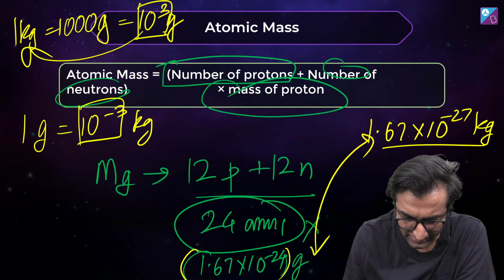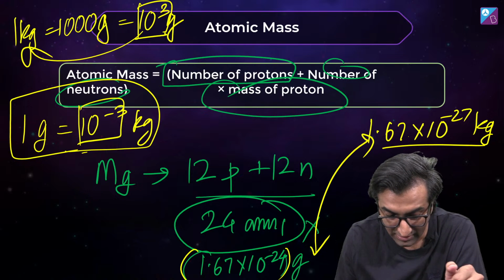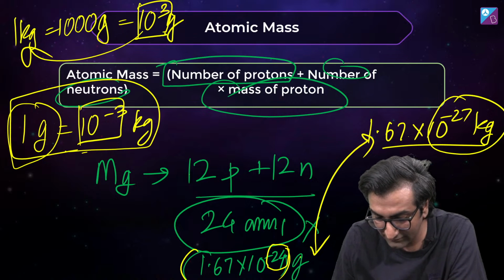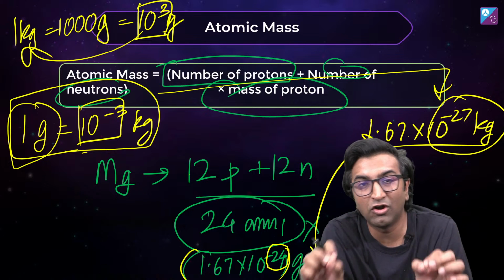Now if I take this to the other side, I get this. That's exactly what I've done. 1 gram is 10 power minus 3 kilogram. That's it. Now when 1 gram is 10 power minus 3 kilogram, then 10 power minus 24 gram is 10 power minus 27 kilogram. Done, simple. This is the basis of mole concept.